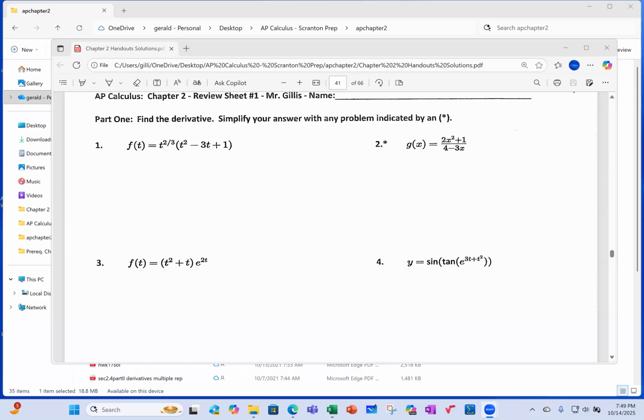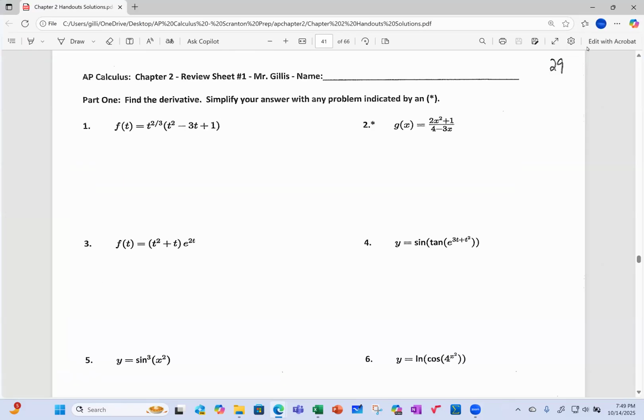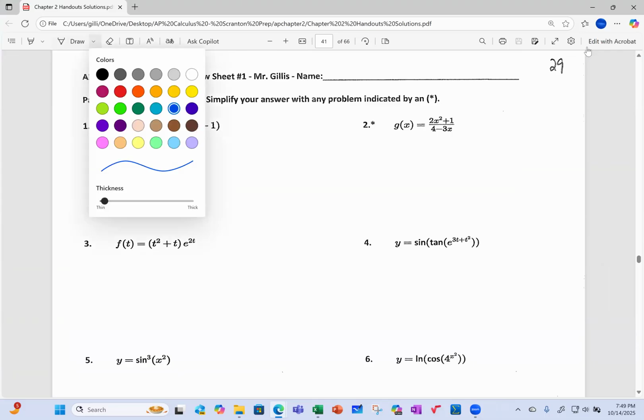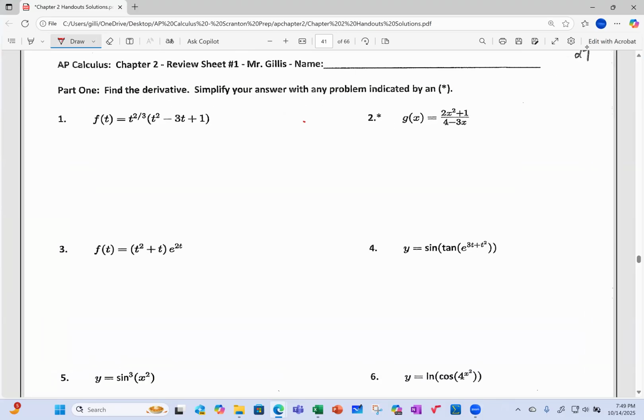Okay, so this video, guys, I'm going to tackle going over review sheet number 1, with a focus though on implicit differentiation there at the end because that was the most recent topic. So let's start to put some things together as we conclude this first half. So we want to find the derivative and simplify any answer with an asterisk.